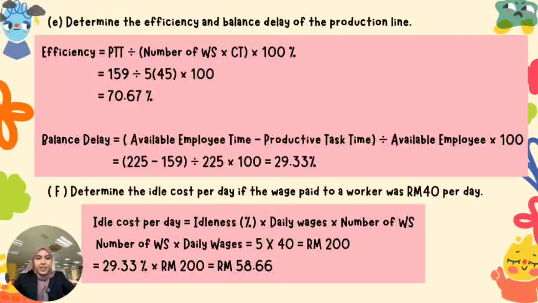Finally, the production line efficiency is 70.67%, which means most of the available working time is used effectively. The balance delay is 29.33%, representing the idle time in the production line. Based on this idle time, the idle cost per day is 58.66 ringgit.